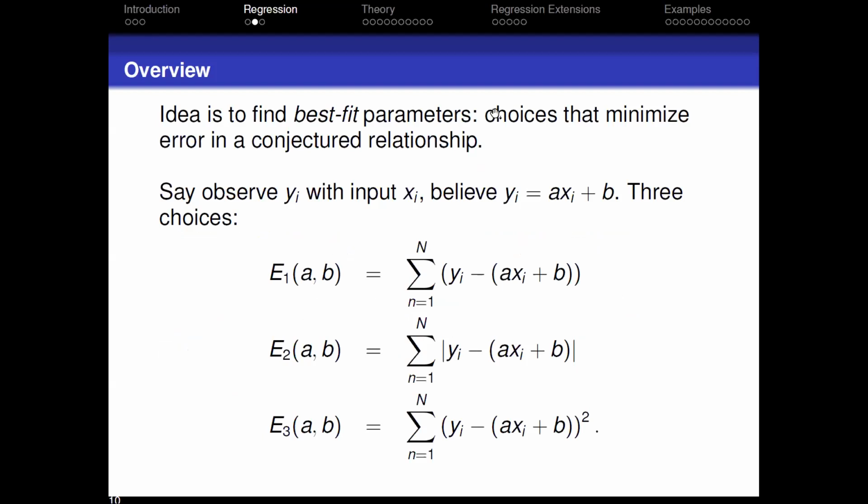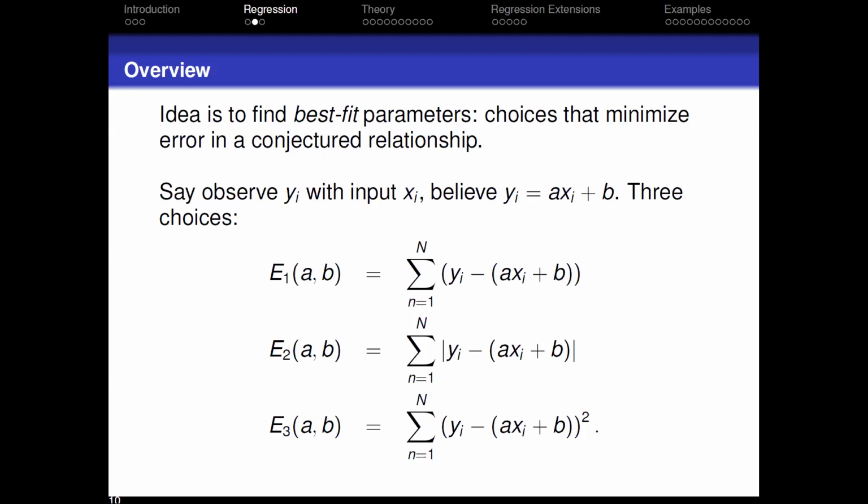Here are 3 different choices of how we could do the error analysis. Say we observe yi, that's our output, and xi is the input. And we believe there's a linear relationship. So we believe y equals ax plus b. Again, this is all written up in great detail in some notes that I will give you after the lecture. Here's 3 ways of looking at the error. I can look at observed minus predicted, I can look at the absolute value of observed minus predicted, or I can look at the square of the observed minus the predicted.